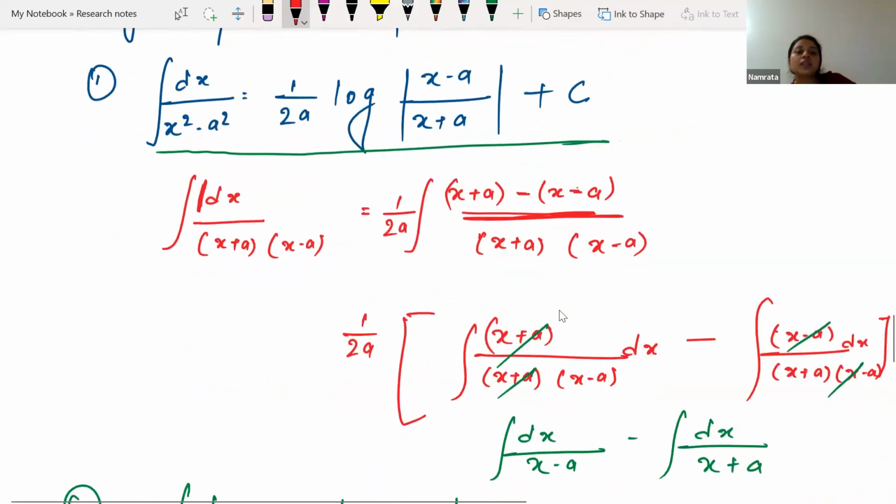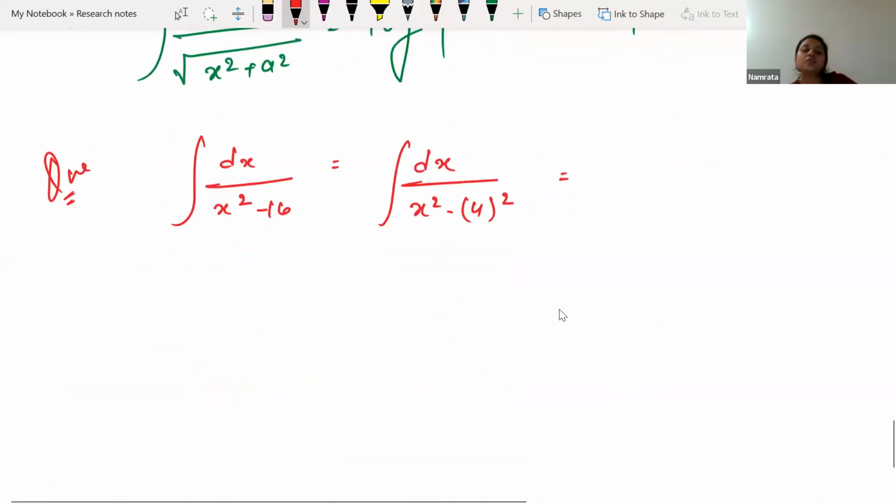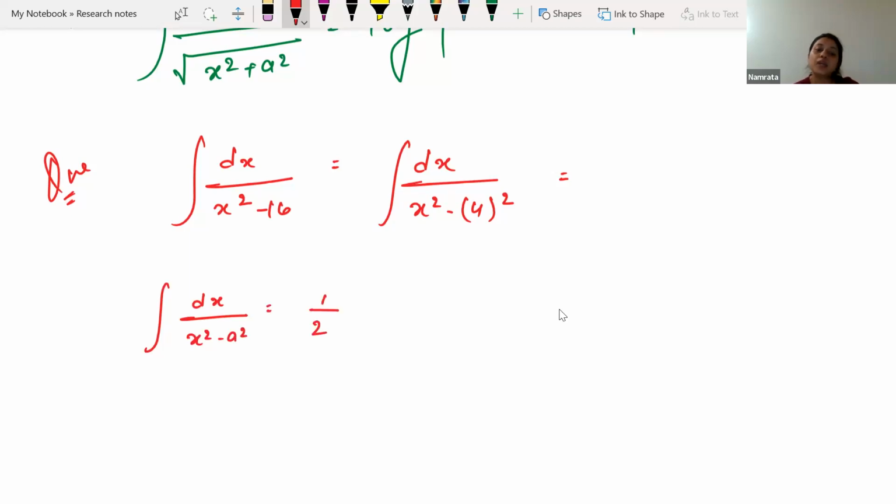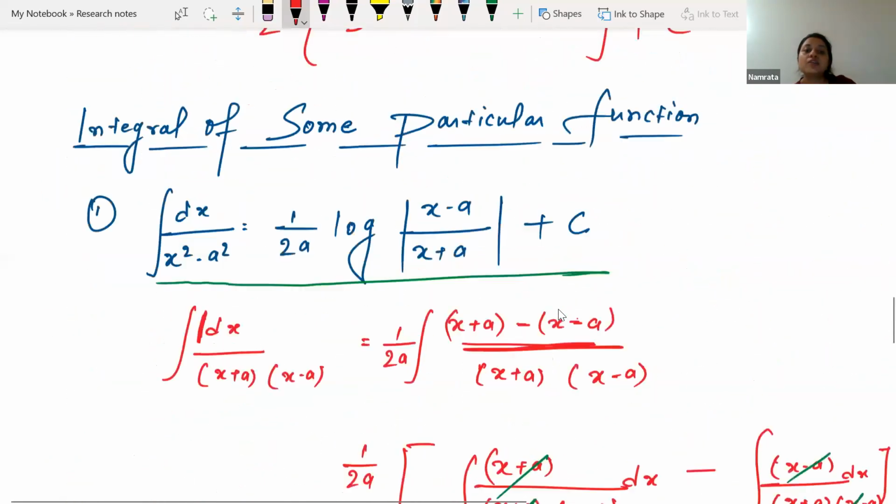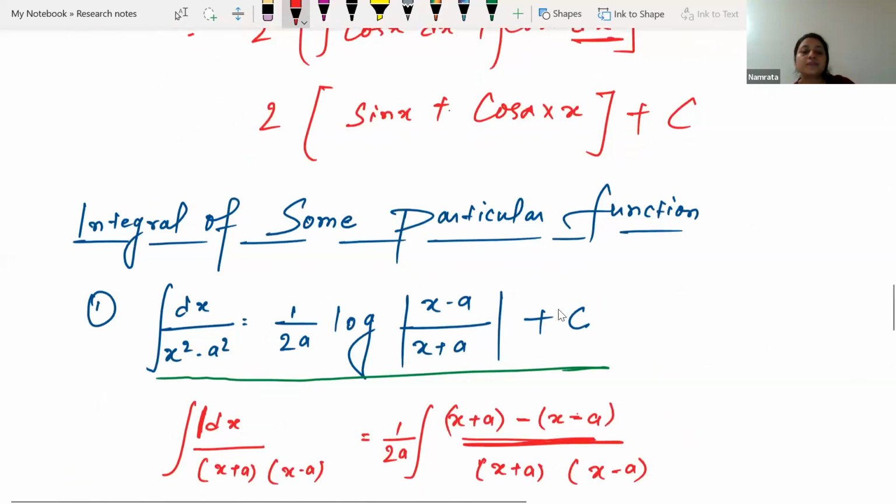Okay, let's write it. So the formula was, whenever we have dx by x square minus a square, the formula was 1 by 2a log of modulus x minus a over x plus a plus c. Which formula have I taken? I have taken the first formula.